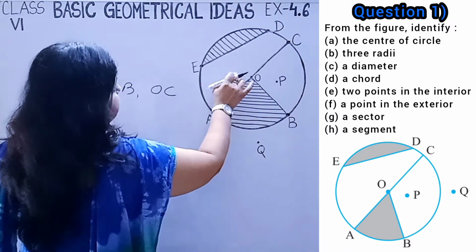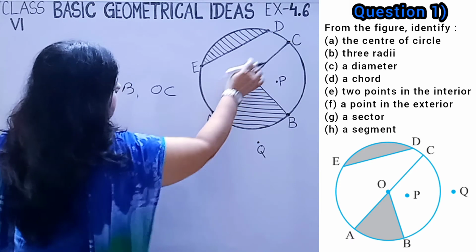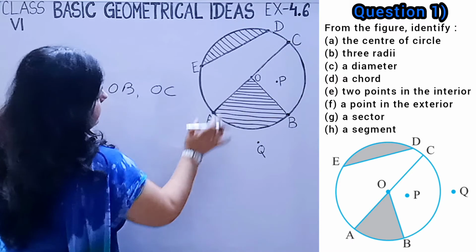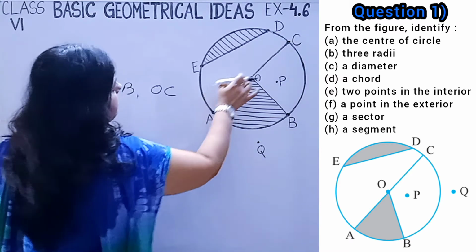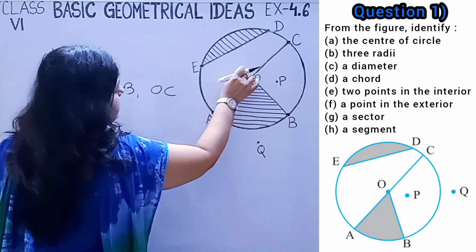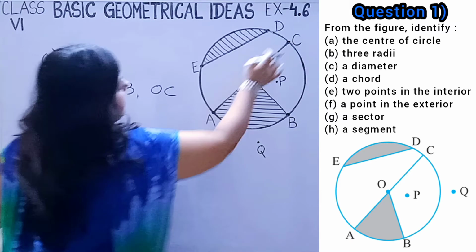C part, a diameter. What is diameter? Diameter is a line segment which passes through the center of the circle. So AC is a line segment and is crossing the point O. And what is O? O is center. It means diameter of this circle is AC.